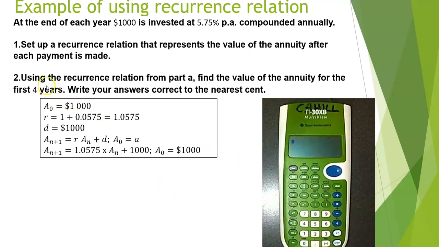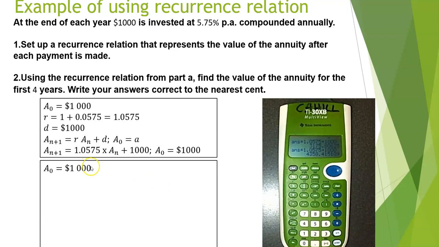Now question 2 says, using this recurrence relation, find the value of the annuity for the first 4 years. So first I type 1,000 into my calculator and press enter, then times by the R value of 1.0575 plus 1,000 for my D. 1, 2, 3, 4.